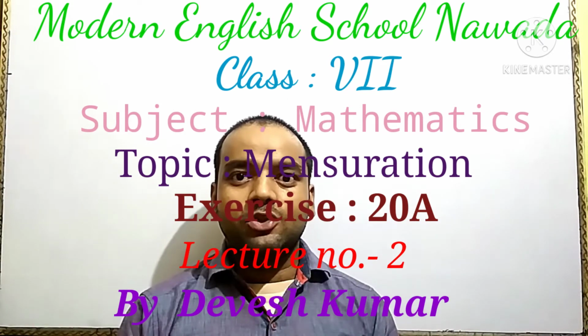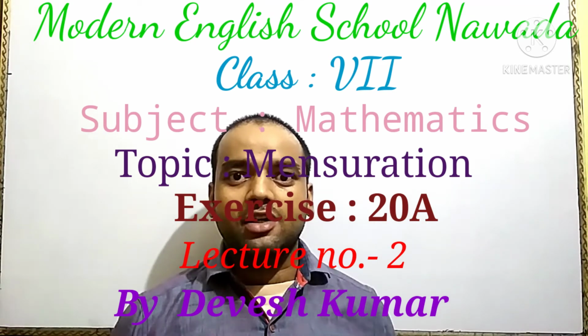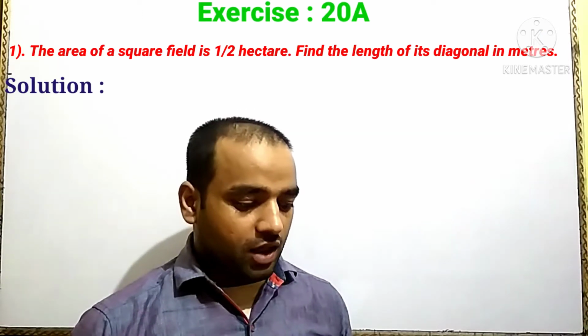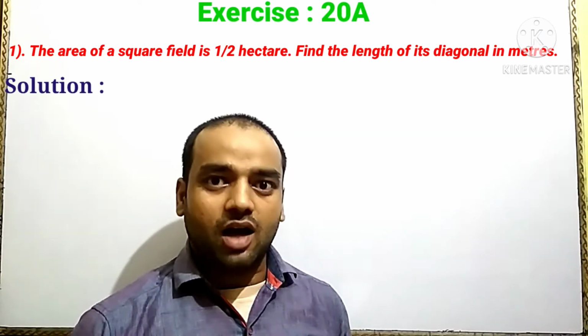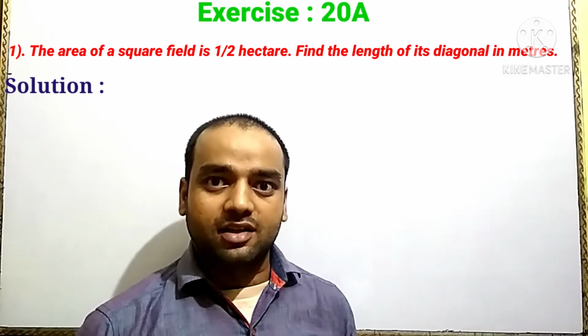Today, I am going to teach you some problems of exercise 20A of the topic mensuration. So, let us start question number 1. In question number 1, the area of a square field is half hectare. Find the length of its diagonal in meters.